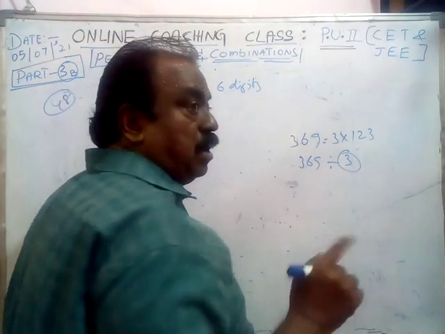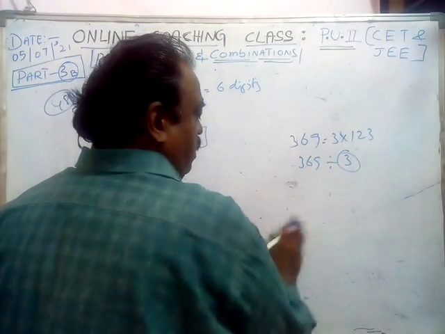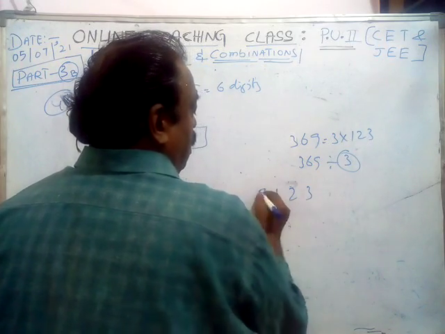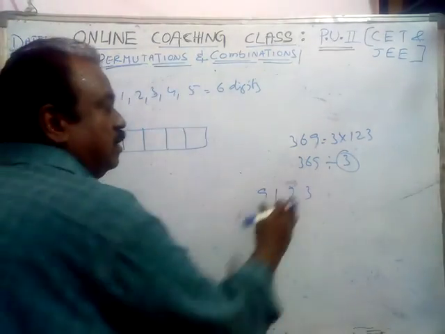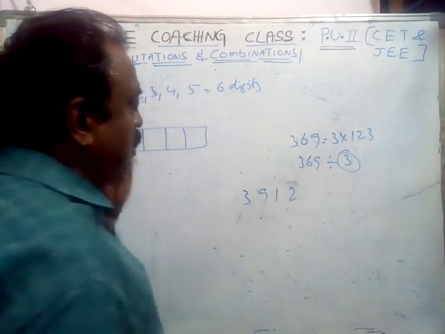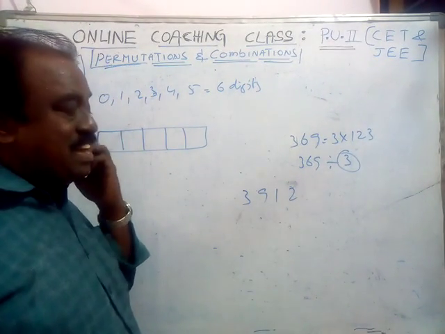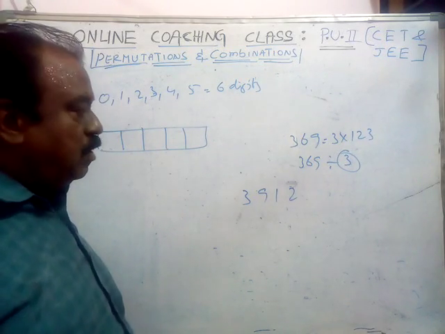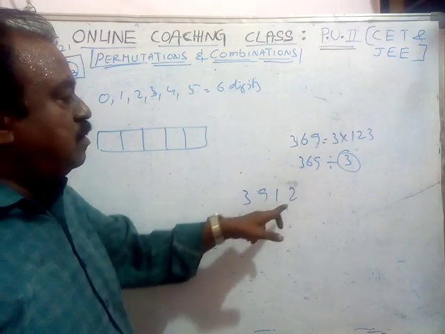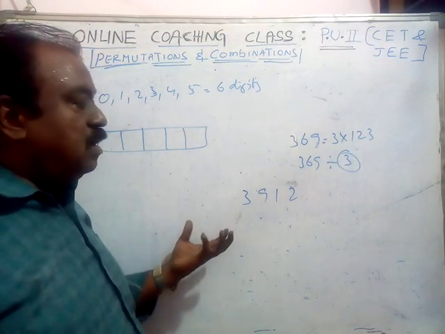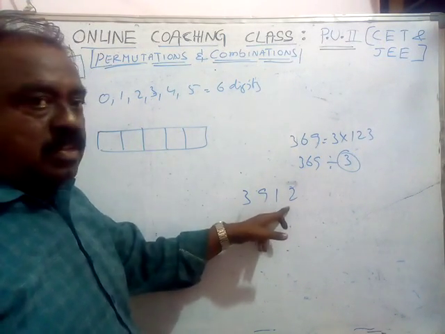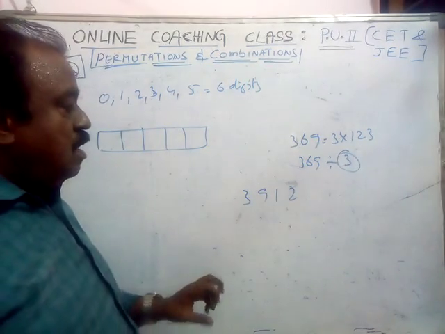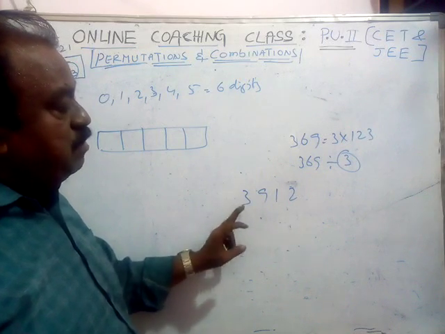But how can you say, suppose a very big number is there, like 3912. Can you say it is divisible by 3? Not possible by looking. 2 is there in the units place, it is an even number, so we can divide by 2. At last 12 is there, 12 is divisible by 4, so this is divisible by 4 also. But can you say this is divisible by 3?